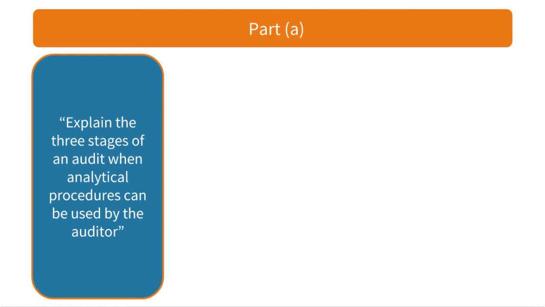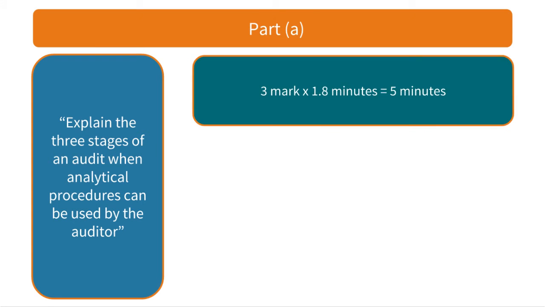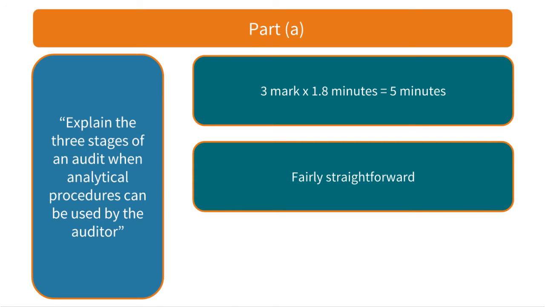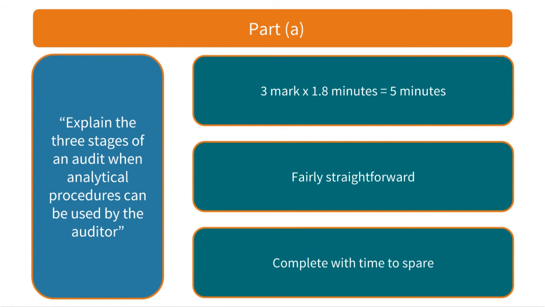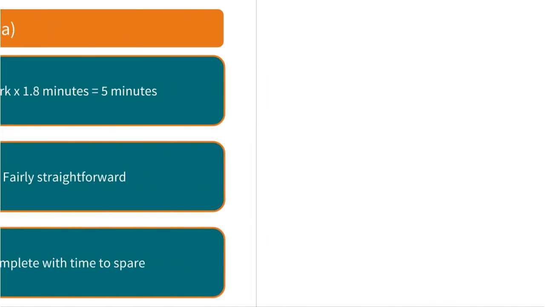Part A asks to explain the 3 stages of an audit when analytical procedures can be used by the auditor. This is a 3-mark question, and therefore no more than about 5 minutes should be spent on this. With the scenario below the requirement, and this being fairly straightforward, it would be ideal to complete with time to spare, which would help with time management on the remainder of the question.